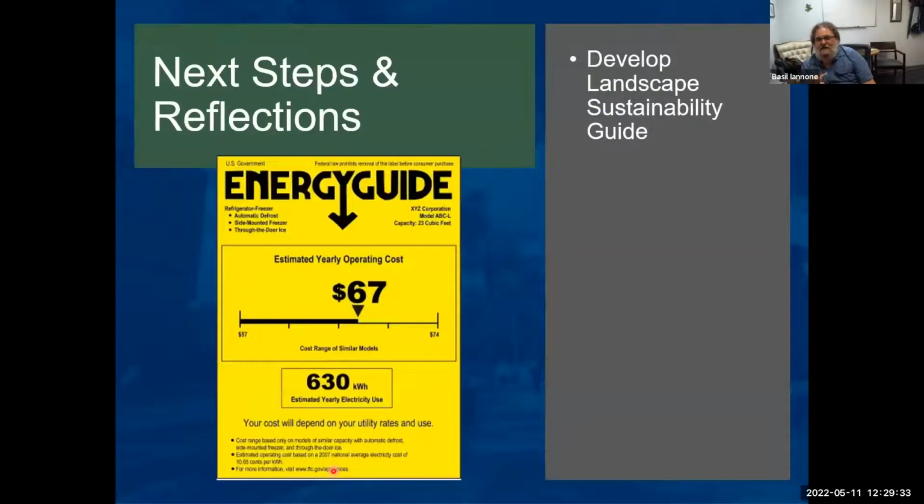Ultimately, we want to develop a landscaping sustainability guide, much like for your utilities or your appliances. You go and you say, this refrigerator is going to cost you X amount per year to maintain. We would love to get to that point for this project, where we can hang up a sign and say, this style of landscape is going to cost you this much. It's going to cost you this much in irrigation, this much in fertilization. These are the environmental benefits or costs that you'll have on this landscape versus another landscape.